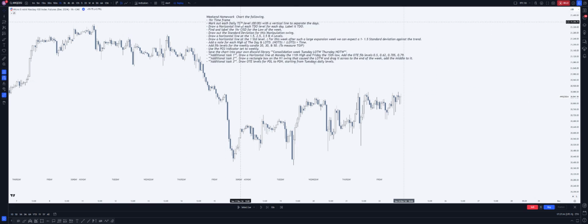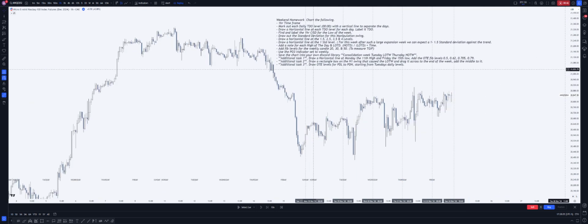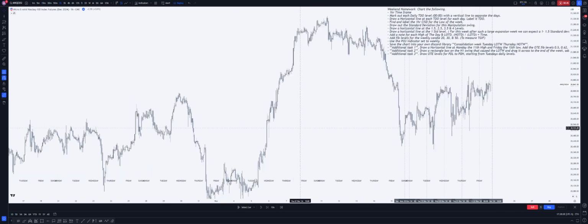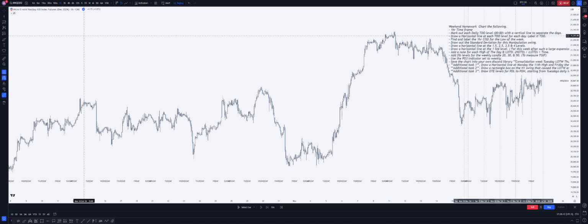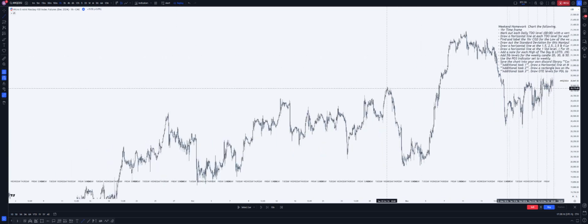Mark out each daily true day open level with a vertical line to separate the days. While we're doing this too, we're also going to note the previous weeks. Let's have a look back over here. We can see price has taken our external liquidity. We've got our high here, and that's been swept.